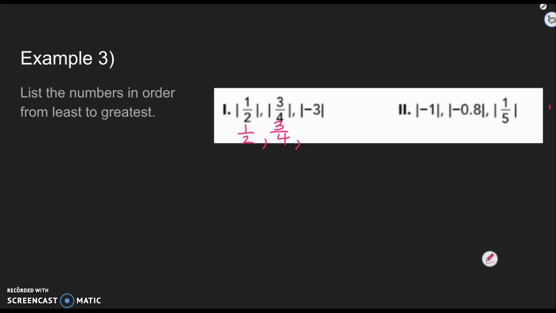The absolute value of negative 3 is 3. Remember, absolute value is the distance or units from 0 on a number line. So number 1 is actually already in order from least to greatest. Try number 2 on your own.